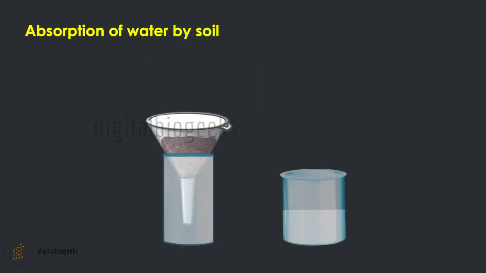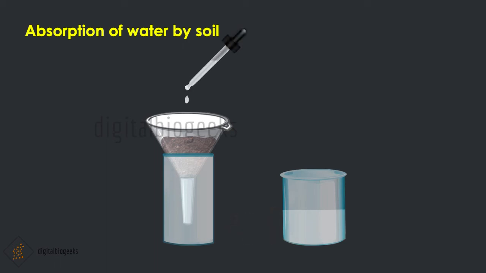Let's see the absorption rate of water by soil. Take a plastic funnel, take a filter paper and fold and place it inside the funnel. Now place this funnel on the top of a beaker. Weigh 50 grams of dry soil and put it inside the funnel. Take about 200 ml of water in another beaker. This is 200 ml of water. And pour this water drop by drop on the soil.